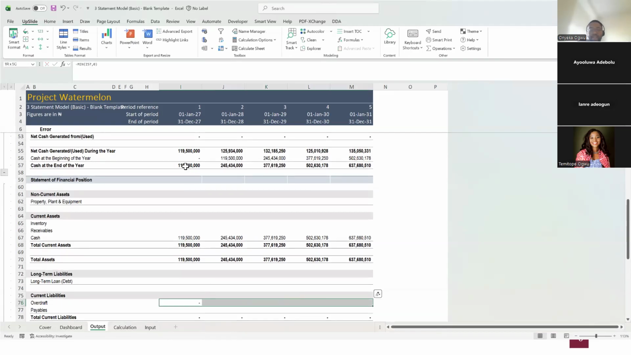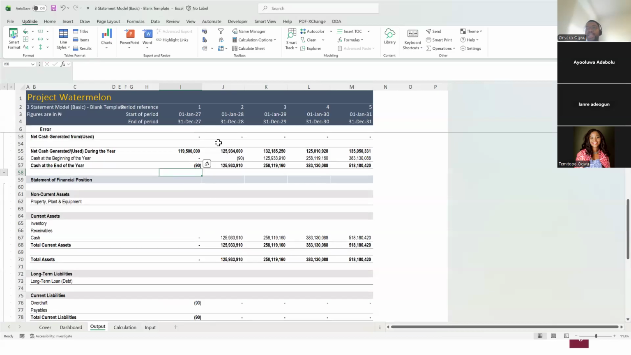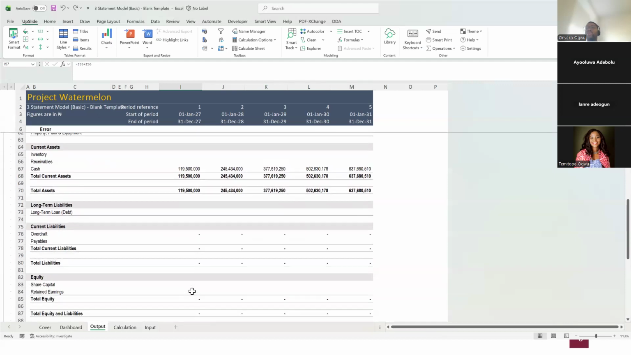Let me just test one. Because this is positive, that's why you are seeing it in cash. But if it's negative, let's say I change it to minus 90, you can see that it moves from cash to overdraft. Do you understand? So if it's positive, it stays in cash. If negative, it goes to overdraft.